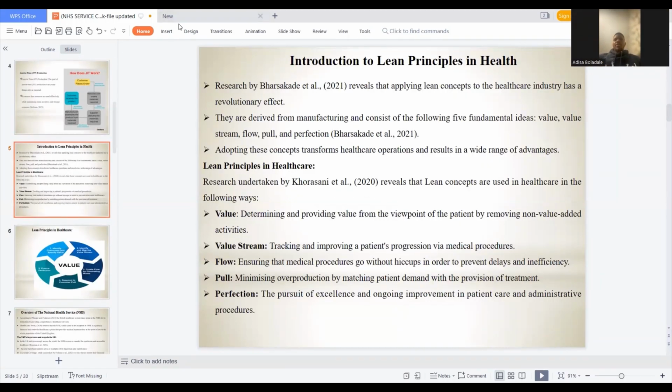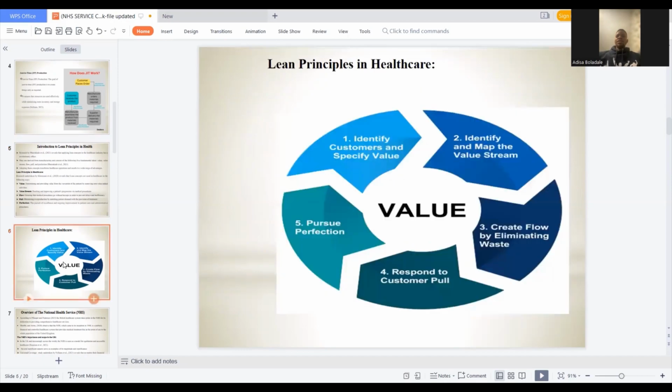Thank you, Juanita. Lean principles in healthcare focus on maximizing value for the patient by eliminating waste and improving efficiency in healthcare processes. This involves understanding the patient's perspective, optimizing the value stream, ensuring smooth workflow, matching patients' demand, and continually striving for perfection. Implementing these principles can lead to significant improvements in patient care and administrative procedures. The next slide is a picture representation of what I spoke about.